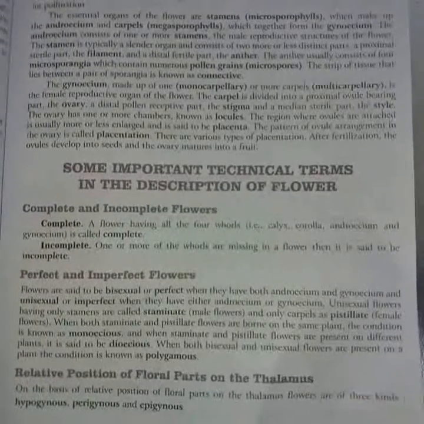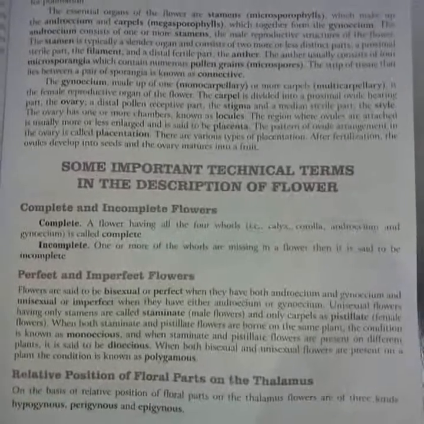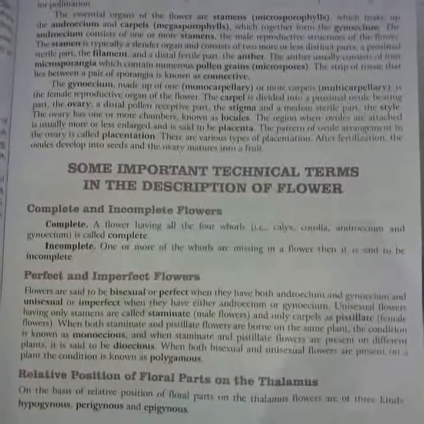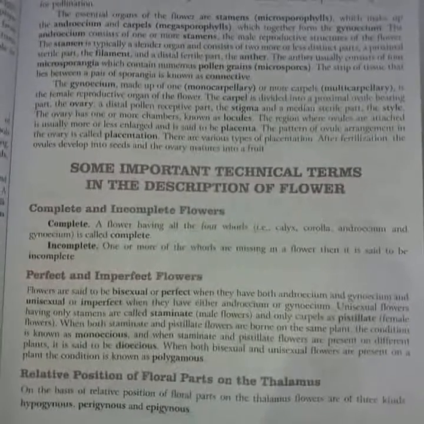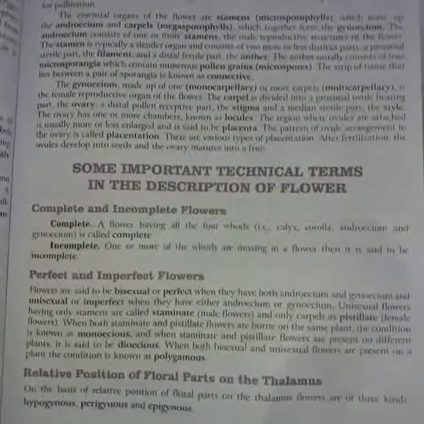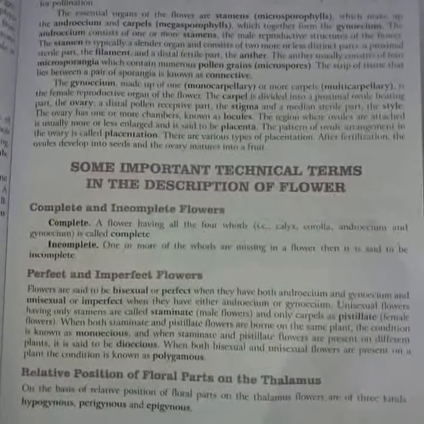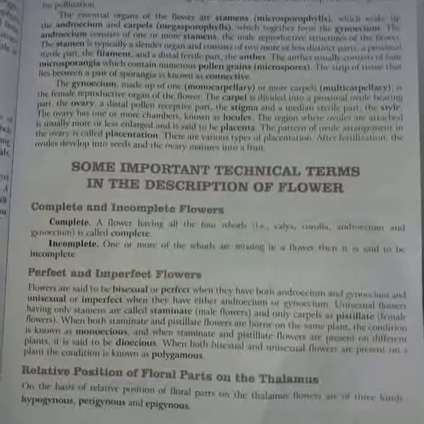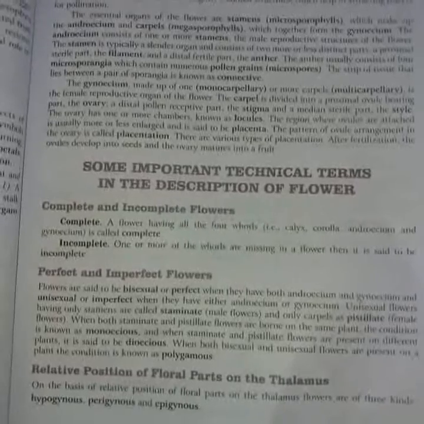Next types of flowers are perfect flowers and imperfect flowers. You know that mostly flowers are bisexual. Bisexual flowers are those which have both androecium and gynoecium present in a flower. Bisexual is also called perfect flowers. So in an easy way, when both male and female parts are present in a flower, it is called a perfect flower.